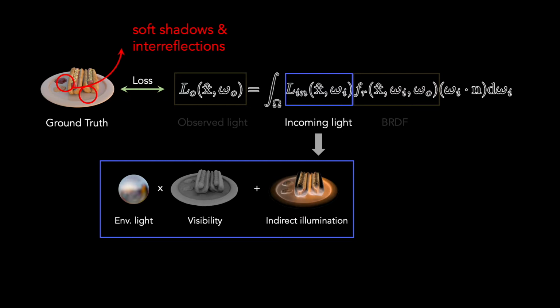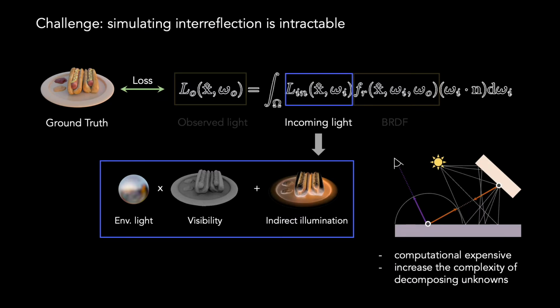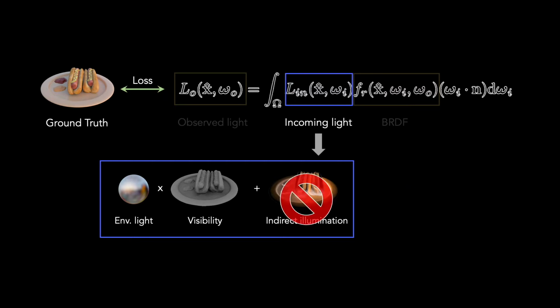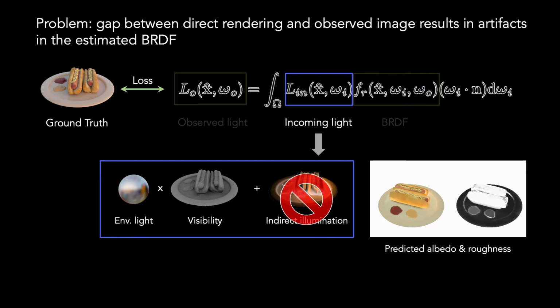Computing indirect illumination using physically based rendering is intractable, since recursive ray tracing is computationally expensive and increases the complexity of decomposing unknowns. Without modeling the indirect illumination, its effect is prone to being baked into the estimated diffuse albedo to compensate for the gap between direct rendering and the observed image.